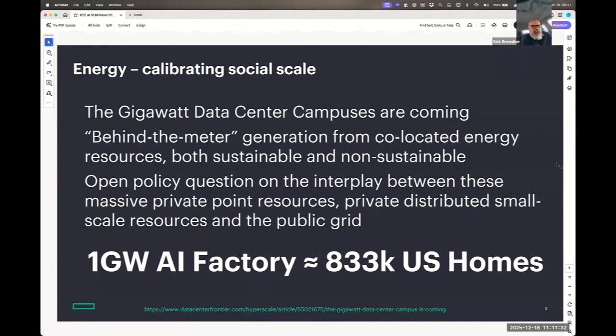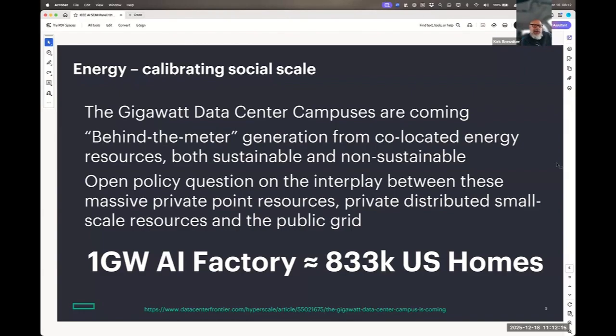And that's why this becomes not just engineering, this becomes policy. And there's certainly around the world, nations and regions are beginning to struggle with how do we solve the policy discussion, that interplay between massive private point resources and whether that's point generation, a small modular reactor, a gas turbine right adjacent to the gigawatt data center AI factory, knowing also that we have private distributed small scale and large scale resources, and we still have the public grid, and it has to be a part of this equation, but it won't be perhaps the dominant factor as it has been in the past.